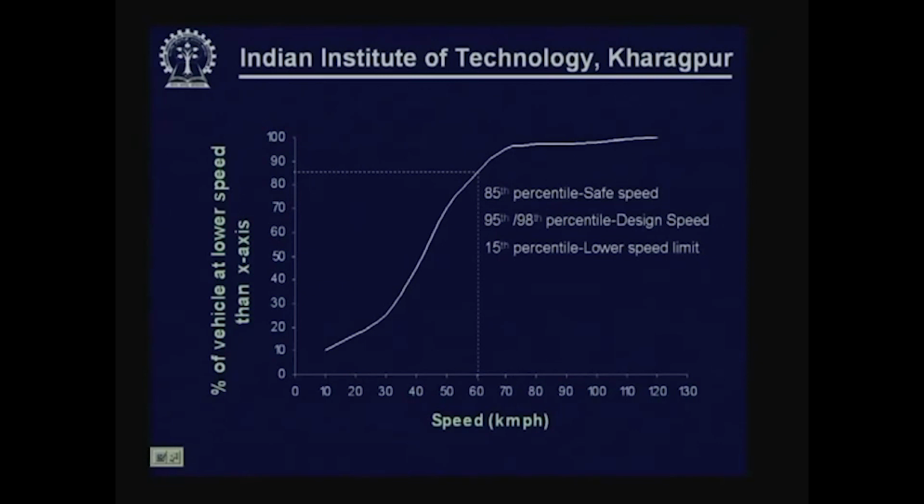As I indicated a few minutes back, our traffic system is heterogeneous in nature. So, sometimes the 15th percentile speed is used as the lower speed limit. This is basically to segregate the slow moving, mostly non motorized vehicles from the main traffic stream.